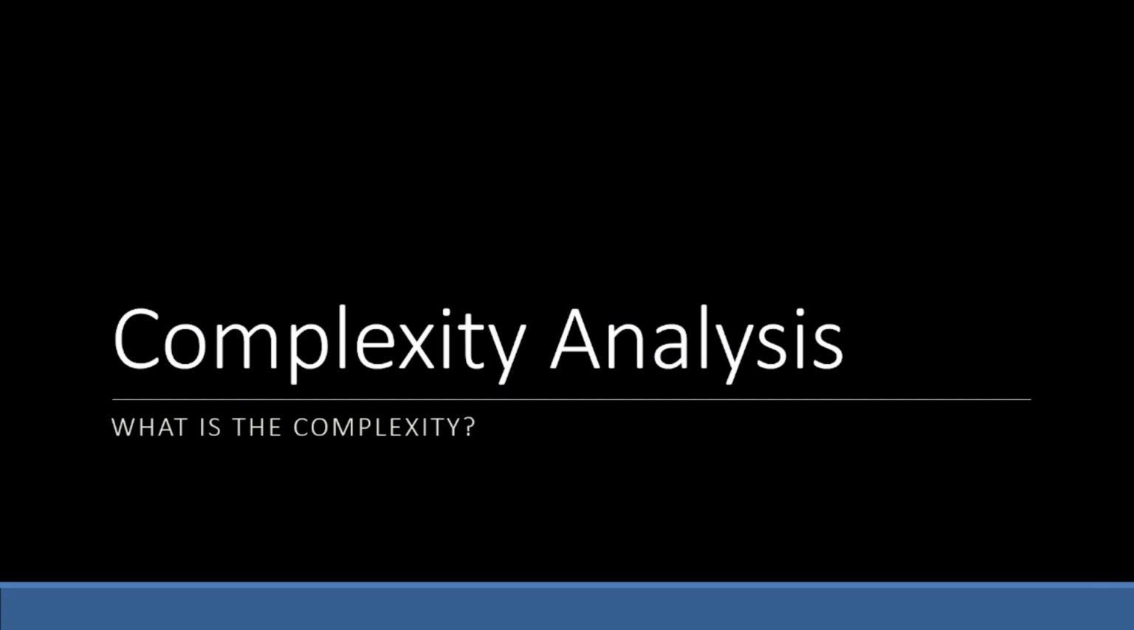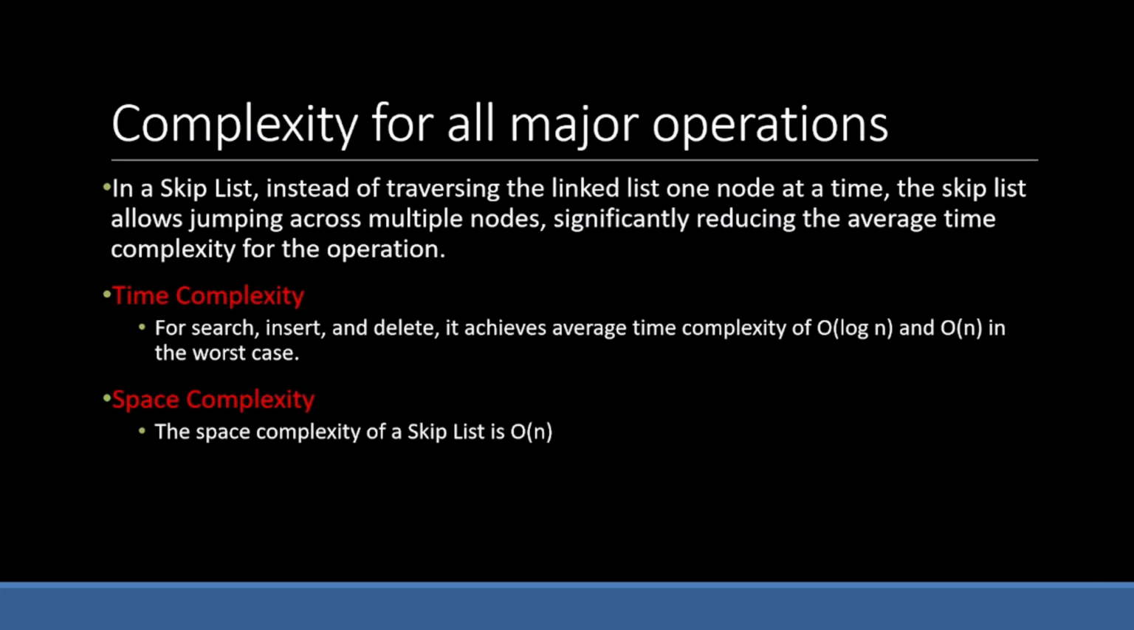Okay, let's do a complexity analysis. In a skip list, instead of traversing one node at a time like linked lists, the skip list allows skipping across multiple nodes, which reduces the average time complexity compared to the linked list.